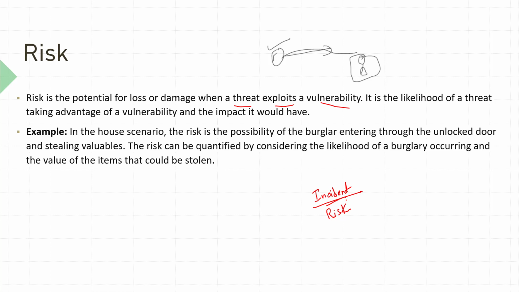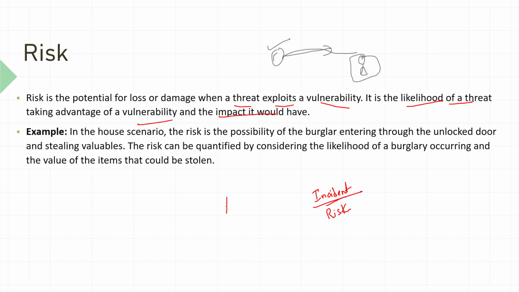Risk is a probability. Sometimes we learn lessons from our neighbors: they opened the door, that's why the thief came and attacked. So we use this information and proactively close the door and the window. Risk is the potential for loss or damage where a threat exploits the vulnerability. It is the likelihood of a threat taking advantage of a vulnerability, and the impact we would have.